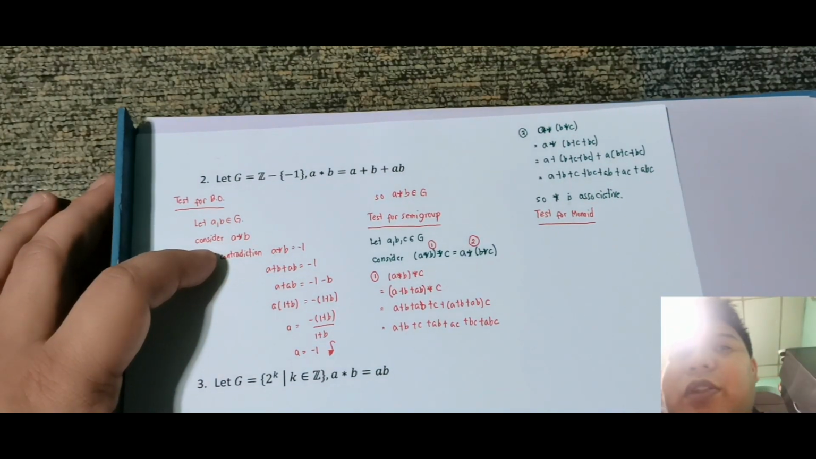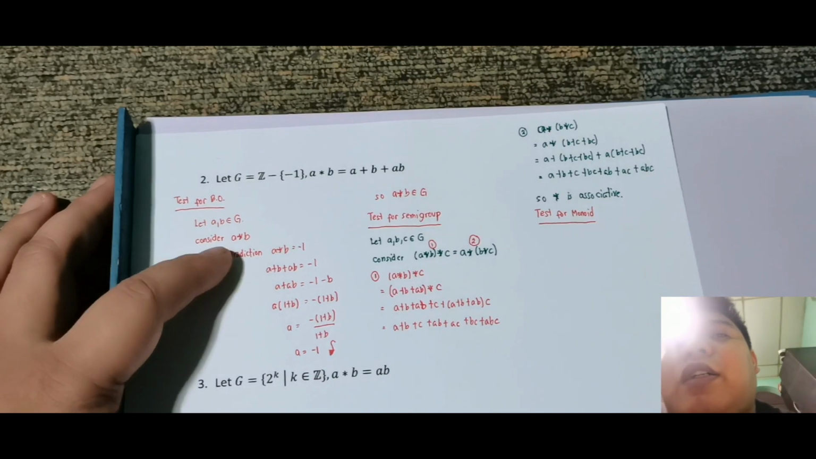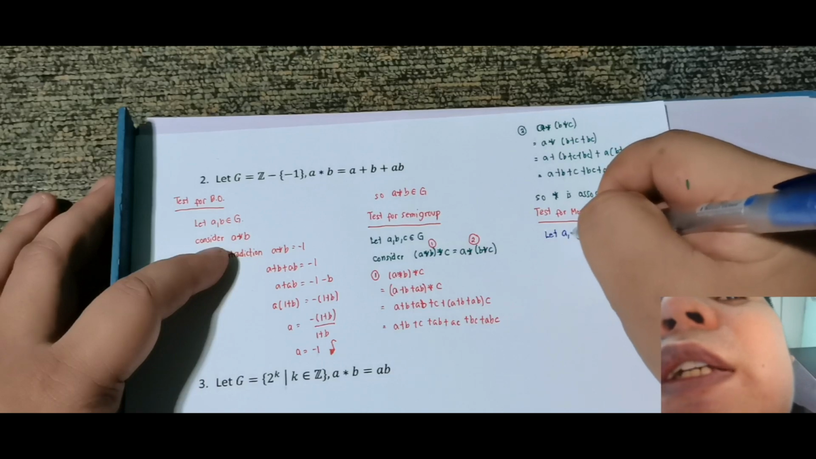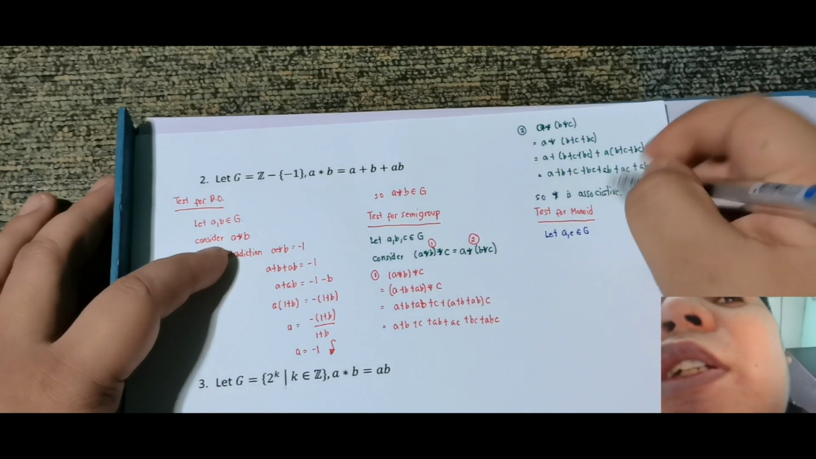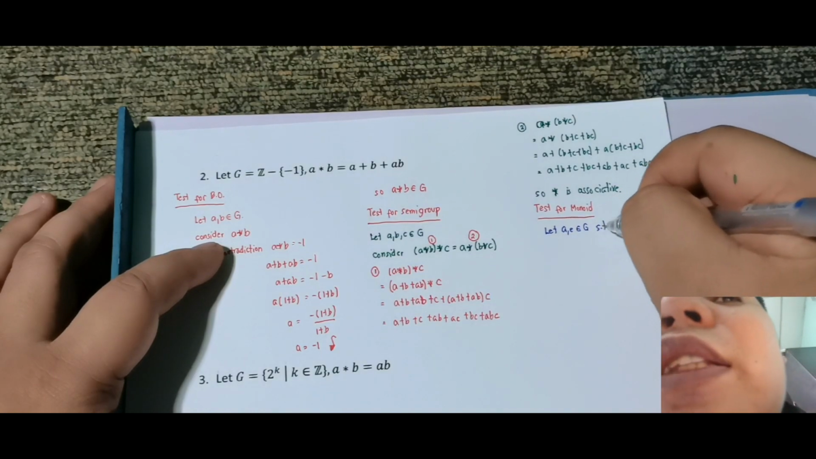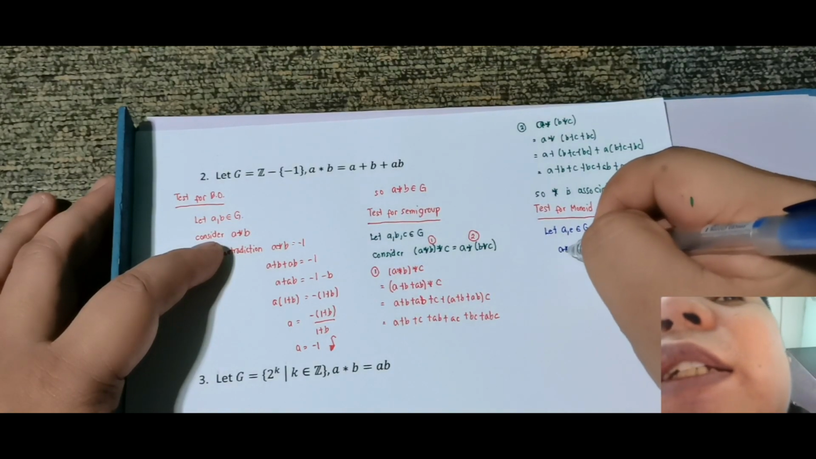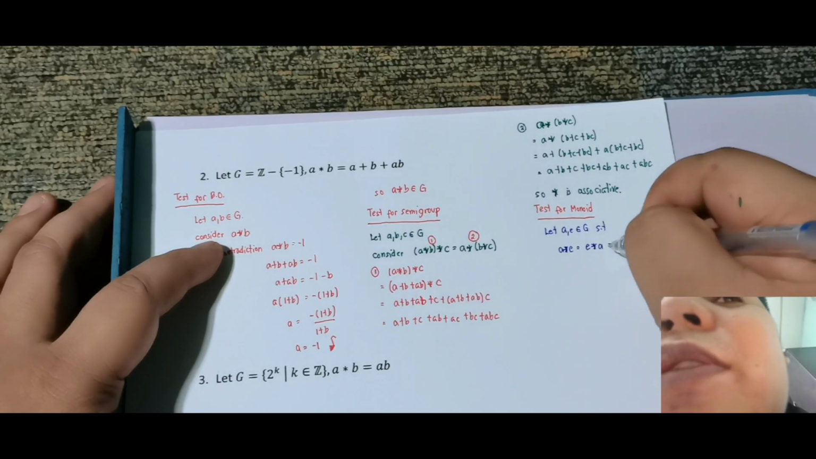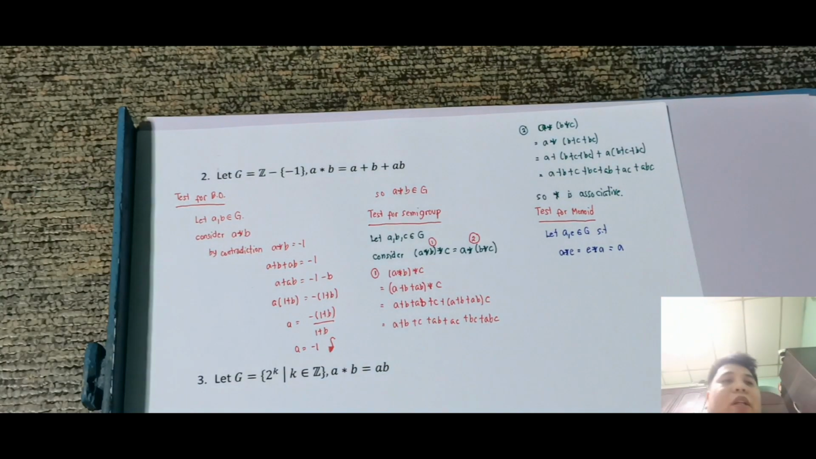Okay, so test for monoid, kunin natin. Di ba nga let tayo, no? So we have let A and E element of G. So let A and B element of G such that, ito gawin natin, A asterisk E is equal to E asterisk A is equal to A. Ayun, tinaalala ko na paano mag-prove.